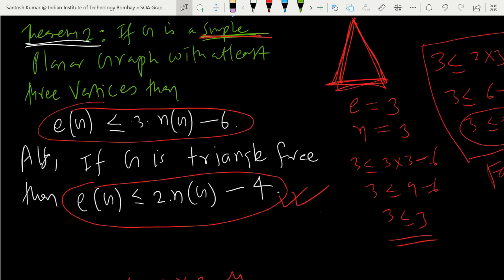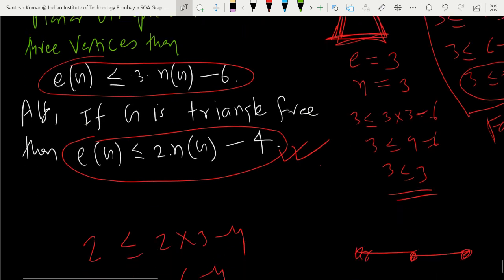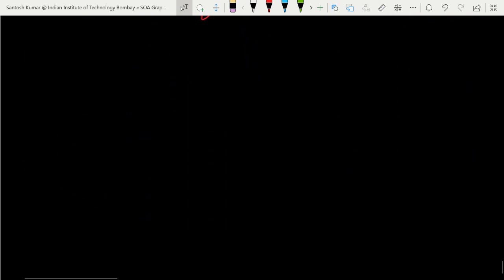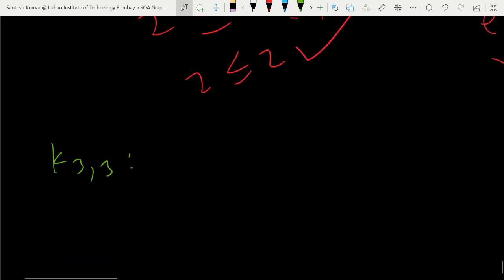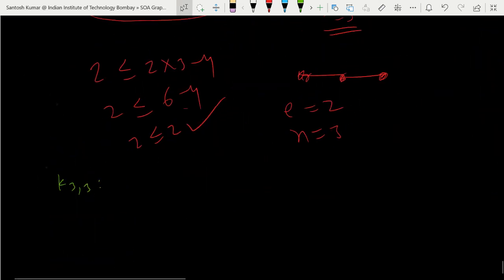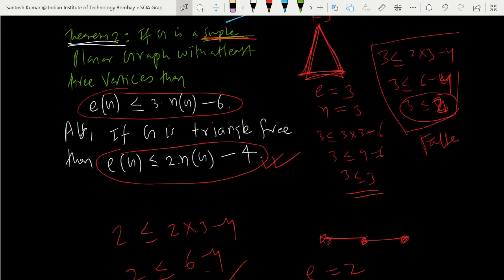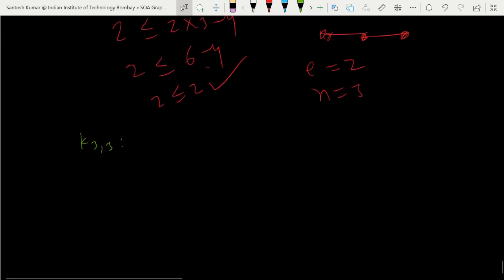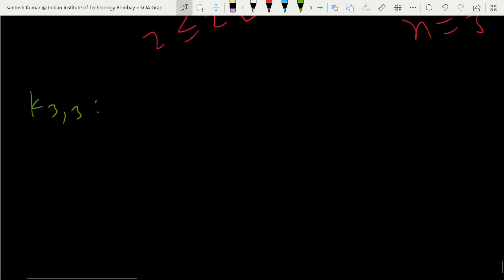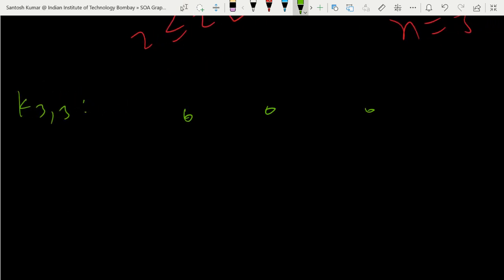Okay, so let me write the proof, and you can also check for one more. So I will come to the proof, like K33. So tell me, is K33 triangle free or not? Which formula will you check for K33? The second formula. So is it triangle free? You check. Will you have any triangle in this?